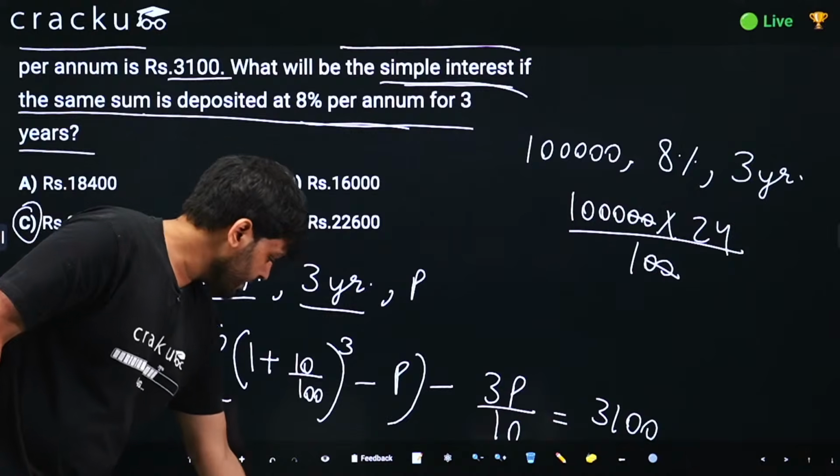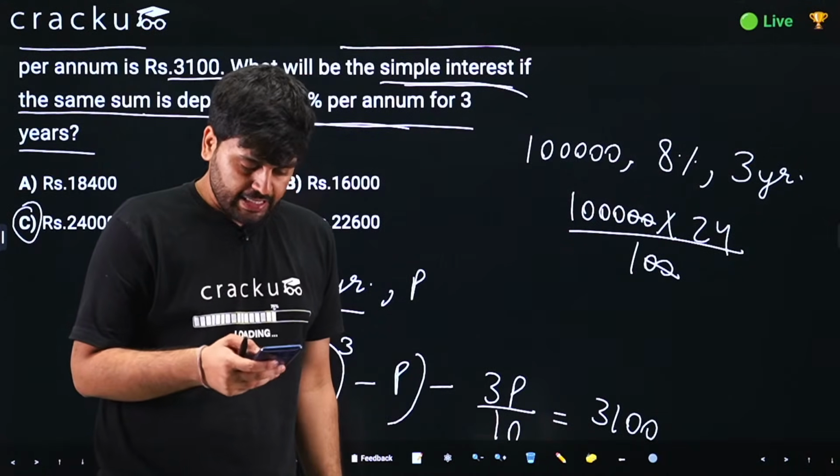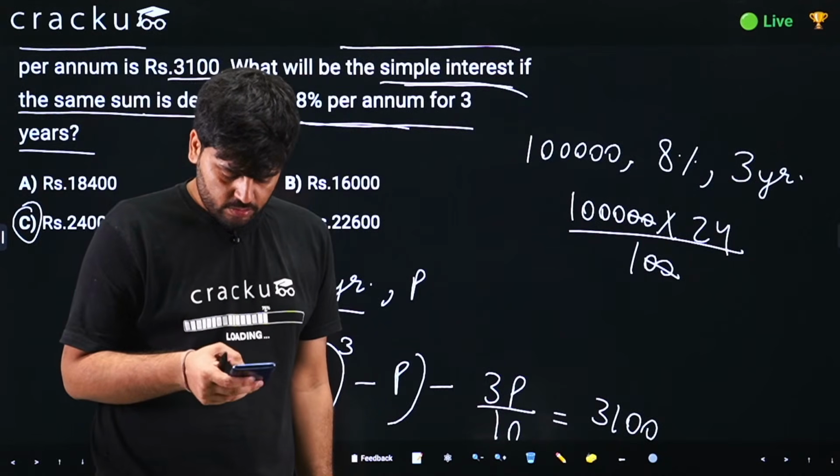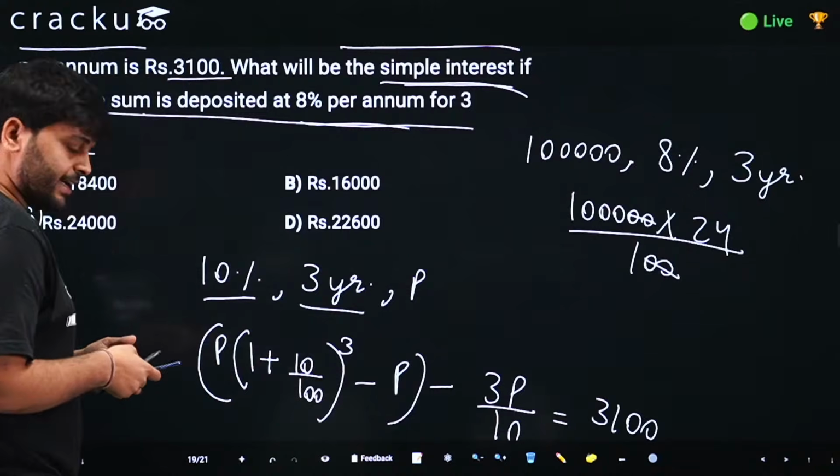Does anyone have any doubt? Let me see who all got it correct. Akhil got it correct. Very well done, Akhil. Anyone has any doubt till now?